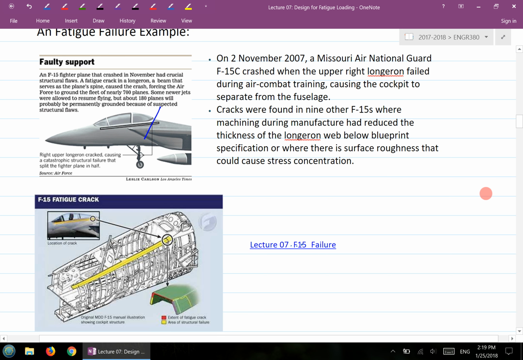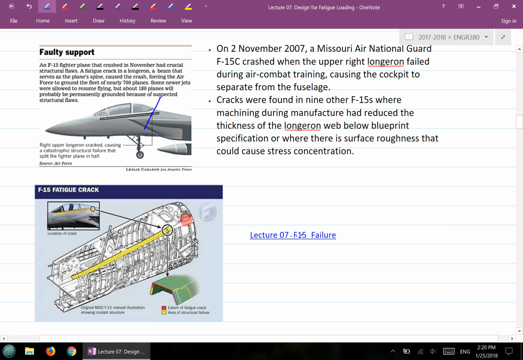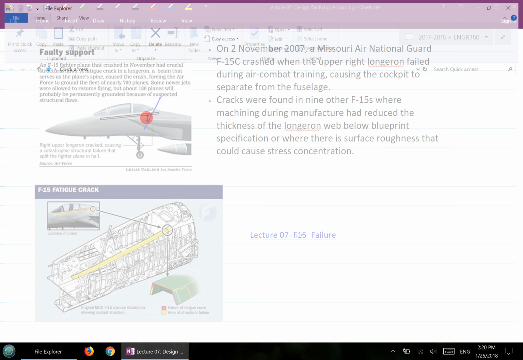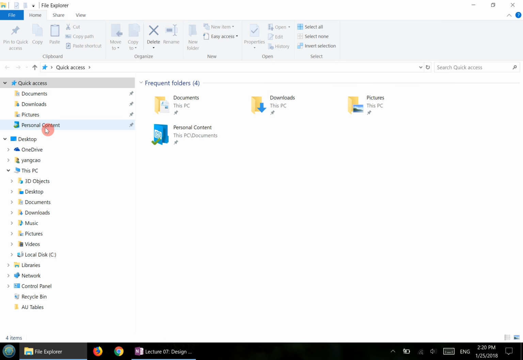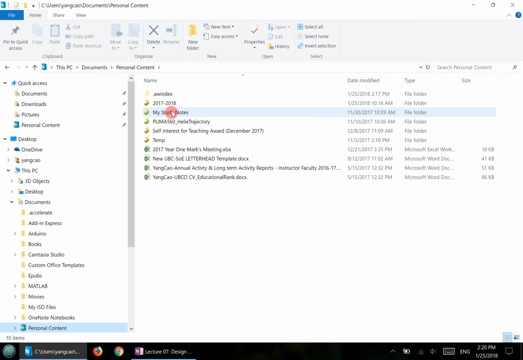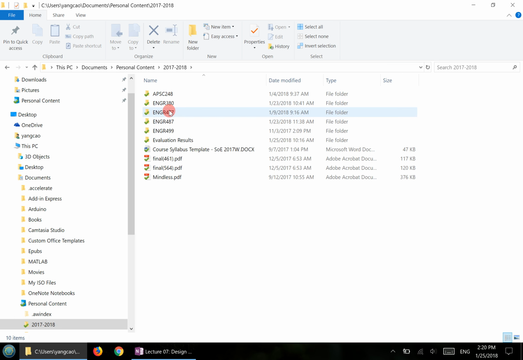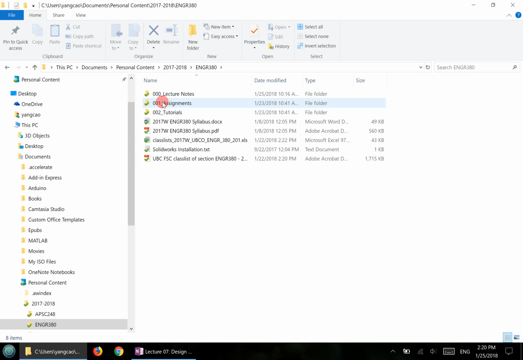This is an example right here. On November 2nd, 2007, there was an F-15 fighter plane on a regular training practice, and I'll show you a video right here. Basically the airplane crashed, but it really crashed out of nowhere, as you can see in the simulation done afterwards.